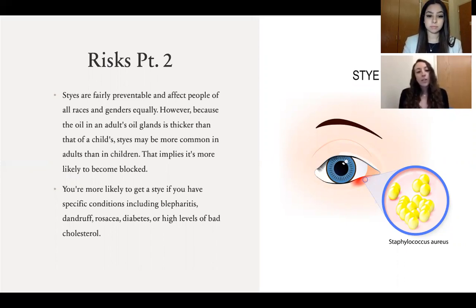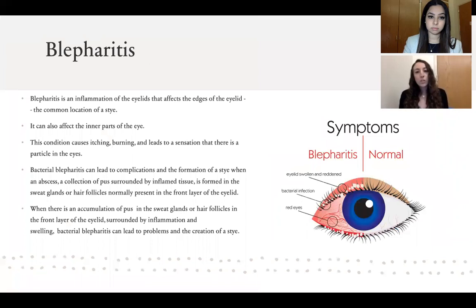And you're more likely to get a stye if you have specific conditions including blepharitis, dandruff, rosacea, diabetes, or high levels of bad cholesterol. So just to go into a little bit more detail about those, blepharitis is an inflammation of the eyelid that affects the edges of the eye. It can also affect the inner part of the eye, and it's a condition that causes itching, burning, and leads to a sensation that there's something in your eye. And it can lead to the creation of a stye.